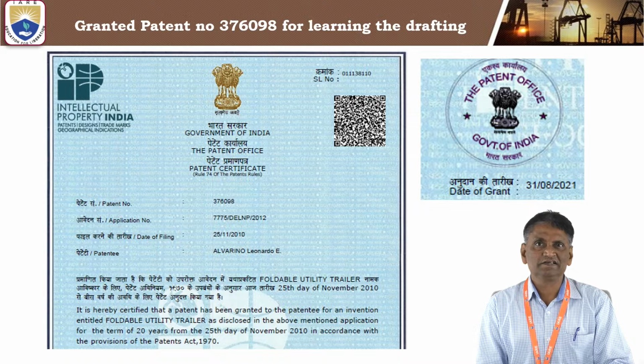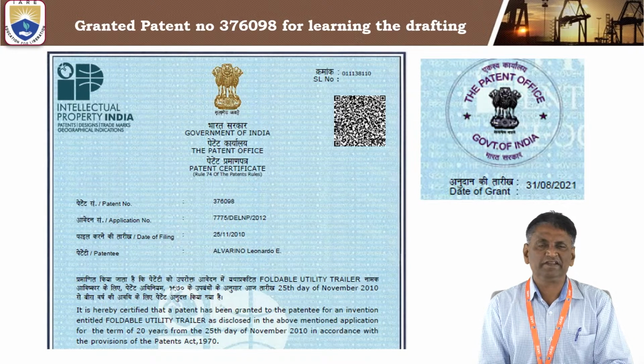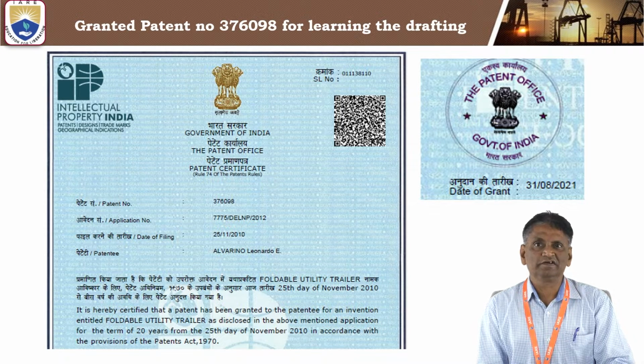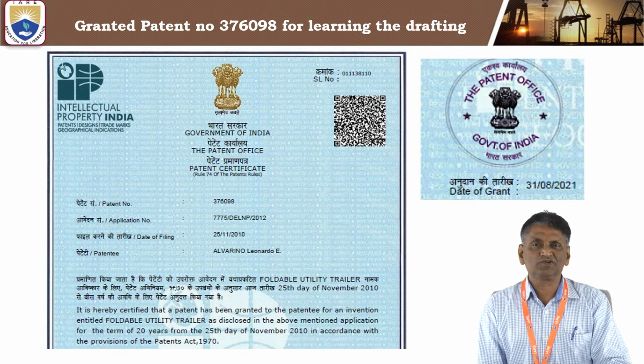The patent number 376098 is the patent granted by the Indian Patent Office on 31st May 2021. It was filed on 25/11/2010. Nearly 10 years later, it was granted. So on the date of 31st May 2021, it is granted. The filing date is in 2010. So the prosecution ran for nearly 10 years.